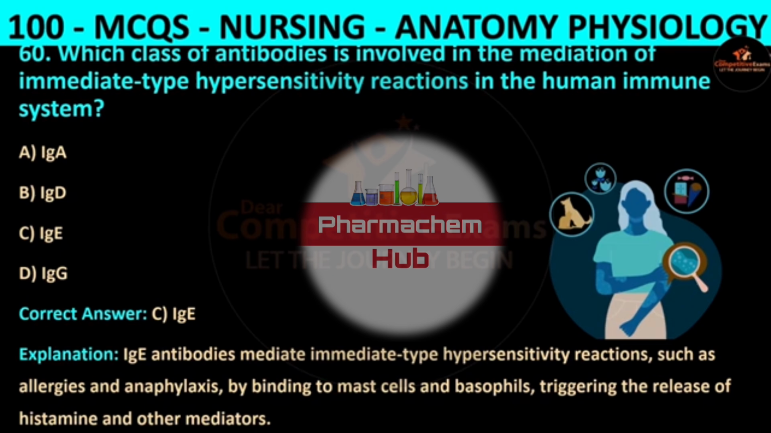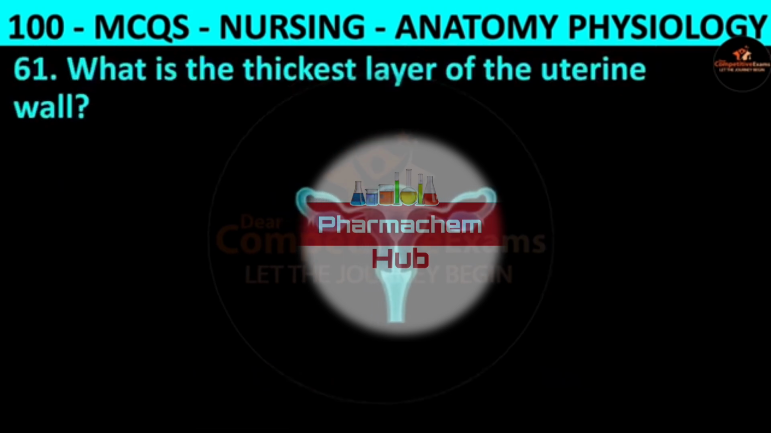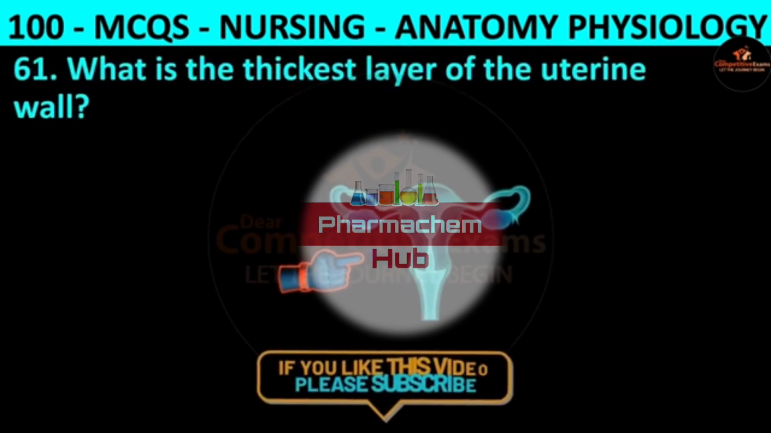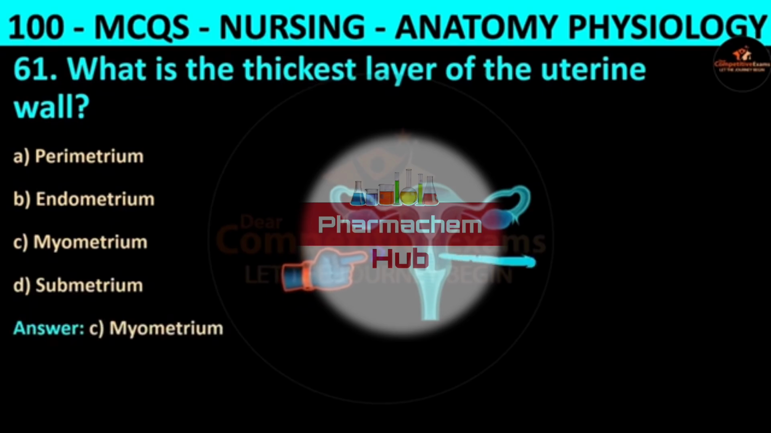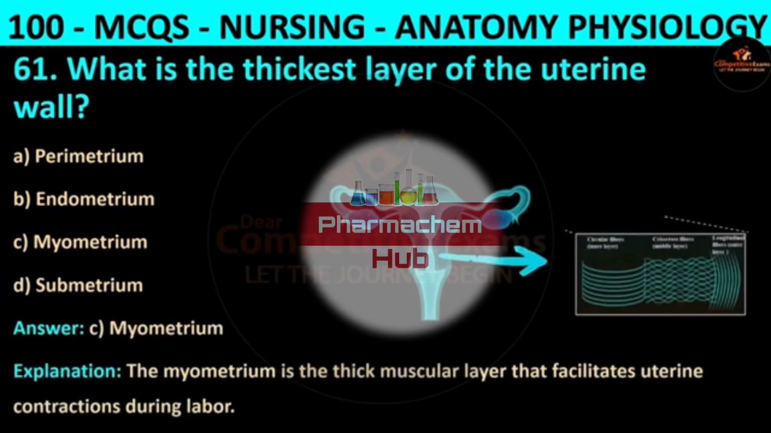Question number 61. What is the thickest layer of the uterine wall? Your options are perimetrium, endometrium, myometrium, or submetrium. The correct answer is C, that is myometrium. The myometrium is the thick muscular layer that facilitates uterine contraction during labor.